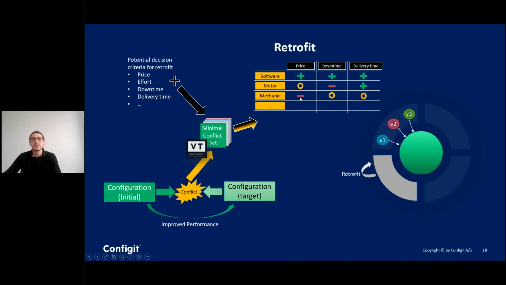the motor is a bit cheaper than changing the mechanic. The downtime might be a little bit higher, but the motor is available on stock while the mechanic has to be ordered. So maybe when we just look at these both, the motor might be the best way to choose for this retrofit. So that way the system can help you to find the best possible way when you combine it with other information from your company together with the minimal conflict set.